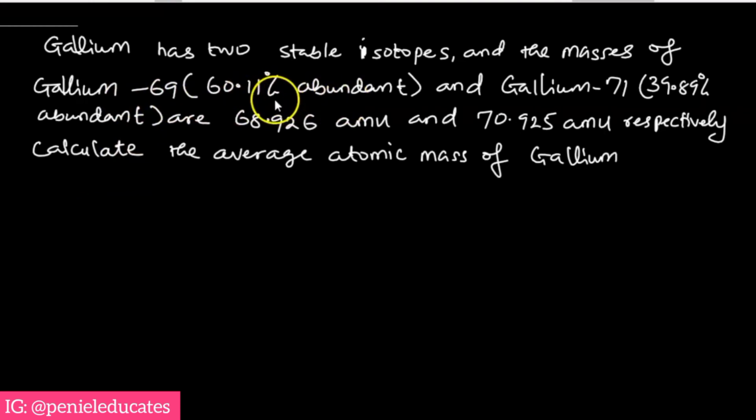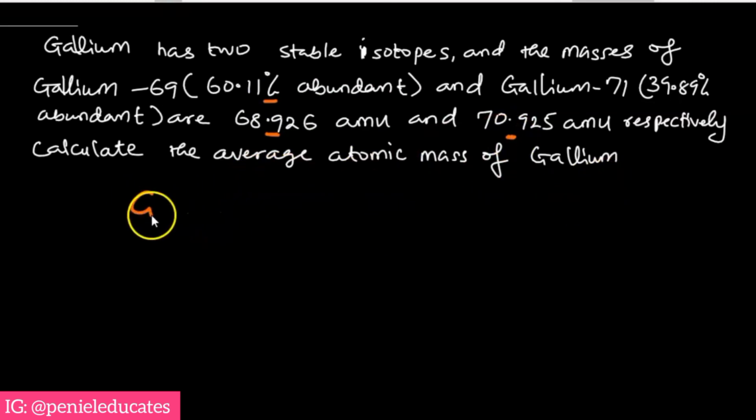All right, so gallium has two stable isotopes: gallium-69, with 60.11% abundance, and gallium-71, with 39.89% abundance. The atomic mass units for 69 is this, and for 71 is this. So calculate the relative atomic mass.